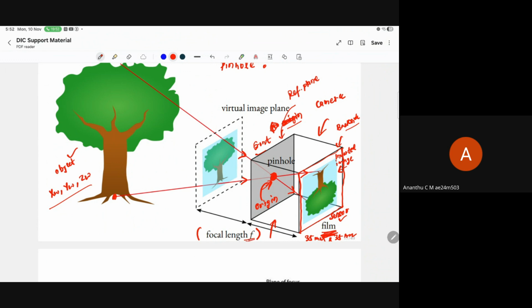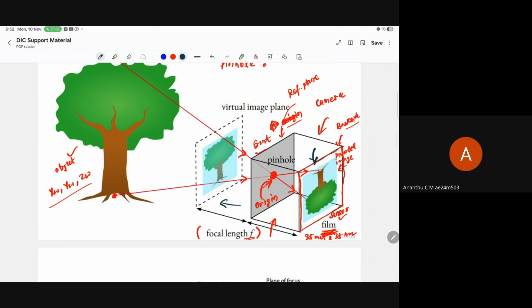Okay, now if you take this film and move it to the front, you are moving it to the front side of the camera, right?